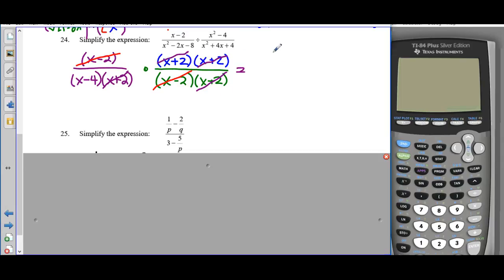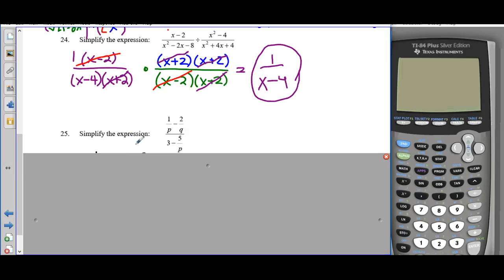So now what do I have left? I have nothing on the top, so I have to leave that as a 1, because really the GCF of all of this out here was 1. I could leave that as my top factor. On the bottom, I have the x minus 4, so that's all I have left down there, and my final answer is 1 over x minus 4.